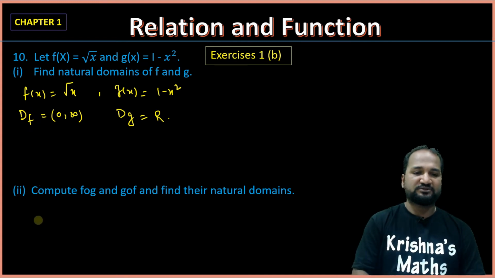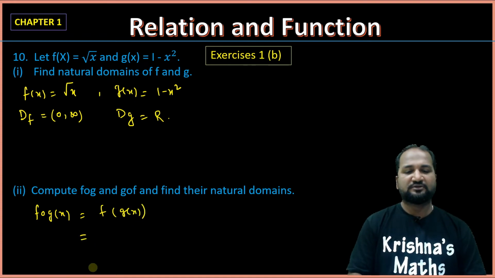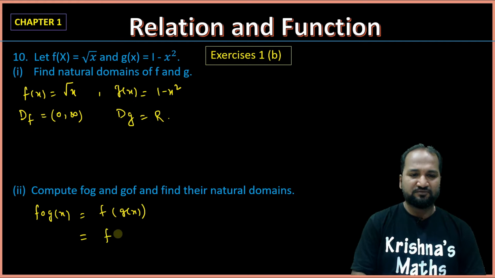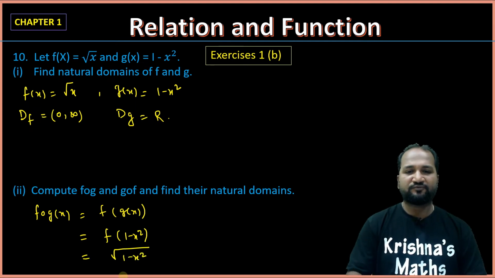Find their natural domains. Okay. So fog of x equal to f of g of x. So what is g of x? g of x is equal to 1 minus x square. Now you need to find out f of 1 minus x square, equal to root of 1 minus x square.